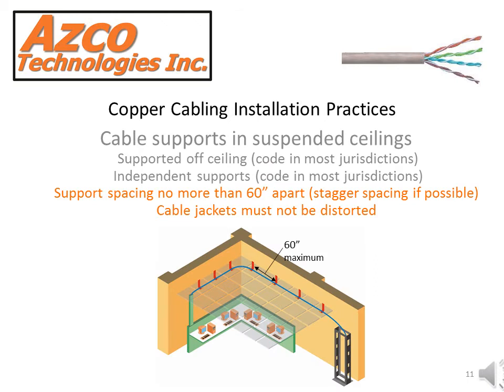Cable supports and suspended ceilings, also known as drop ceilings or T-bar ceilings. Pay attention to your local codes when installing these applications. Our recommendations are to support spacing no more than 60 inches apart, staggering spacing when possible, and making sure that cable jackets are not distorted, or otherwise known as squished, from the cables above it within that support.